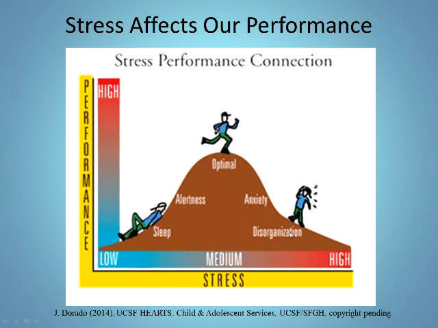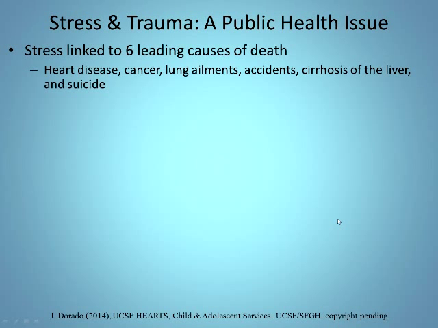And so you may all be able to relate to this on some level in terms of where you are on your stress arousal level and how often you are at that very high stress arousal level. We start to talk about that as toxic stress if it's chronic, unremitting, high levels of stress. So really, stress and trauma is a public health issue. We know now that stress is linked to the 6 leading causes of death, chronic stress, that is.